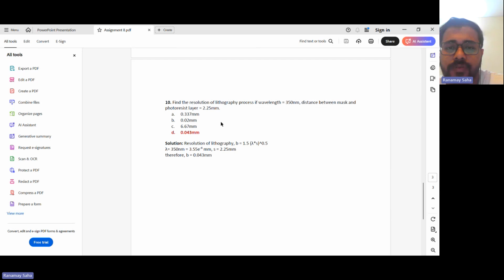Find the resolution of the lithography process if the wavelength is given and the distance is given. So just the formulation we have seen in the question above. So it was a cakewalk for you. Resolution of lithography can be found out by this formula, B equal to 1.5 in bracket multiplication of the wavelength and the distance between mask and substrate surface, and then raised to the power of half. Okay, so just plug in the values and you can get the B value as 0.043 millimeters.